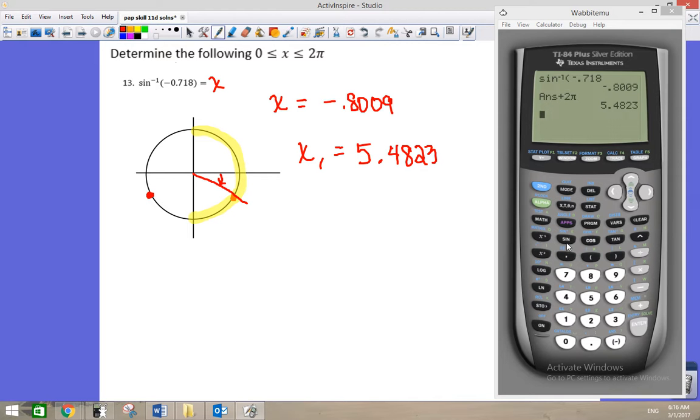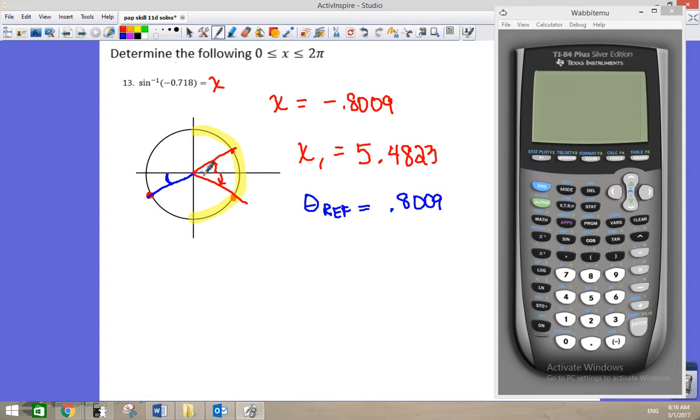Now let's come back to this angle right here. It was a negative angle measure, but if I put that point up here, you can see that if I make it a positive angle measure, they're opposite in sign but equal in magnitude, so this is going to be the reference angle. So I know my reference angle is positive 0.8009, and I know that that's this angle right here as well.